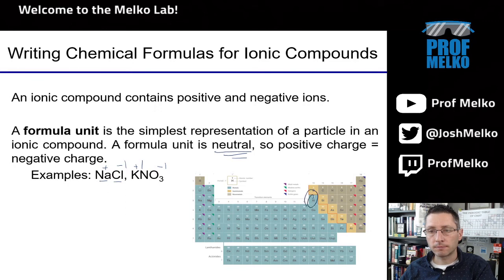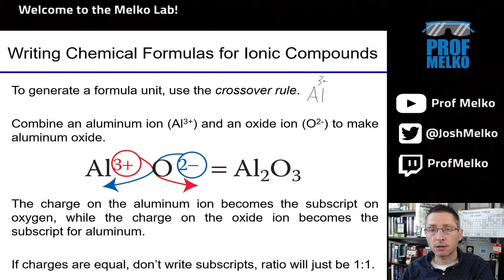It needs to lose 1, 2, 3 electrons to achieve a noble gas configuration. Losing 3 electrons means it has a 3 positive charge. Similarly, oxygen needs to gain 2 electrons to become a noble gas configuration, so it's 2 minus. The numbers I come up with are basically crossing over the charges to the other element. This ensures that the charges are balanced. That's how we get aluminum 2, oxygen 3 for our formula for aluminum oxide.